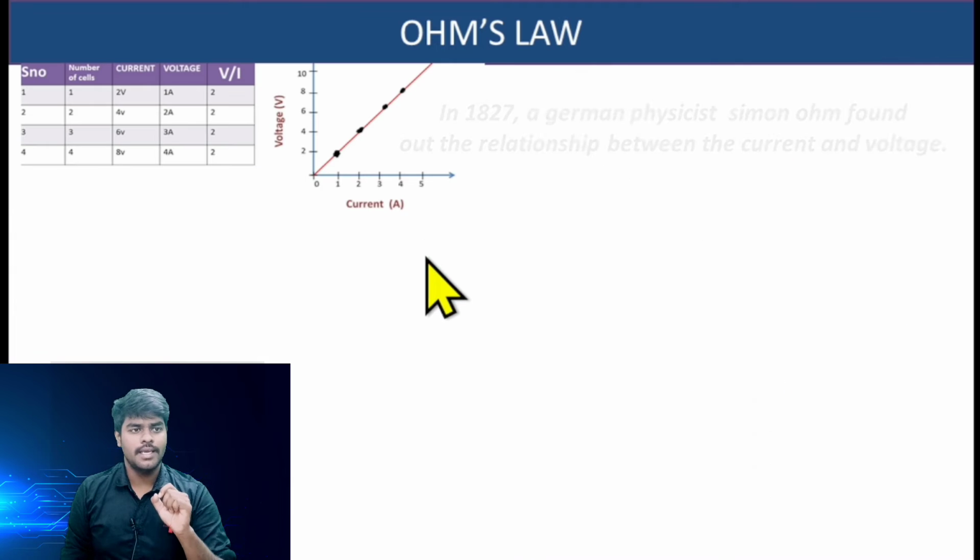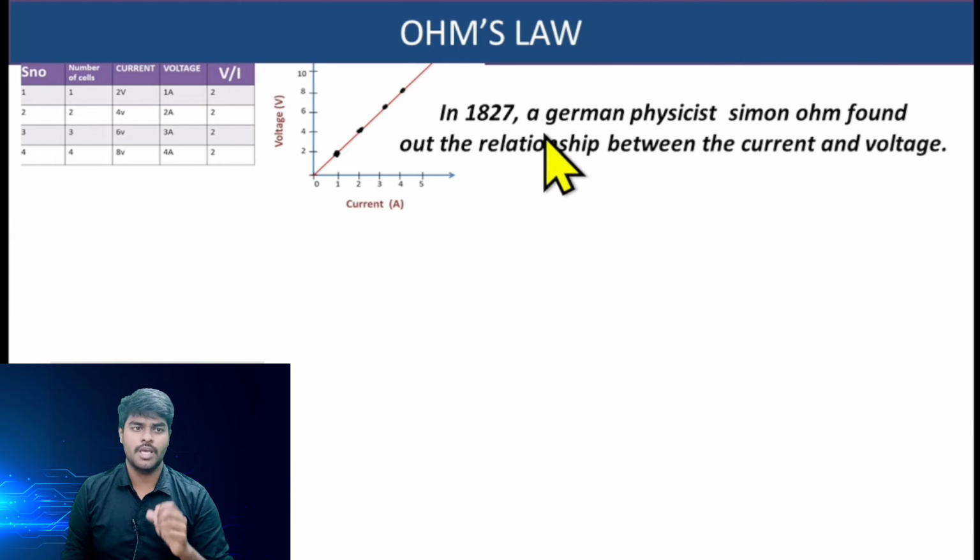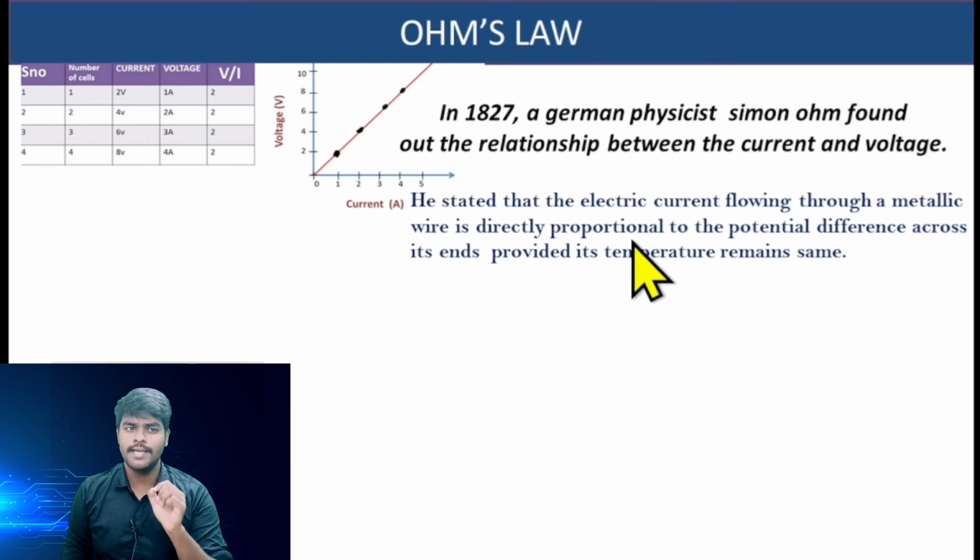Actually, in 1827, a German physicist, Georg Simon Ohm, found out the relationship between the current and voltage. Observe clearly, this is the most important one. He stated that electric current flowing through a metallic wire is directly proportional to the potential difference across its ends, provided its temperature remains constant.